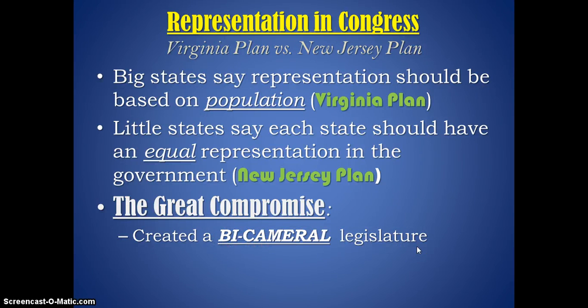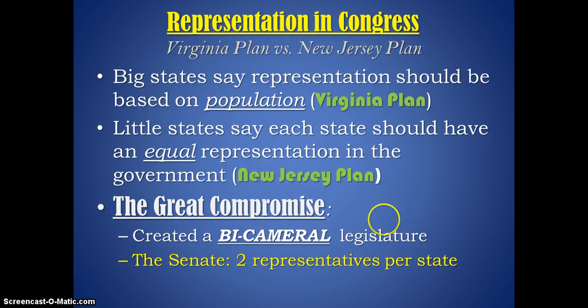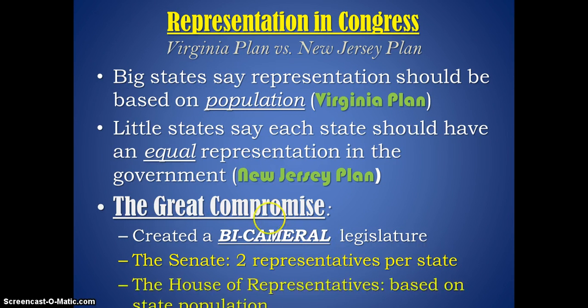Can everybody say that? Bicameral legislature. That's what it's called. And what it does is it turns the legislature, or Congress, into two houses. Okay, they're called houses. One is called the Senate, and in the Senate, there will be 2 representatives per state, regardless of how many people live in the state. And the second house in the legislature is called the House of Representatives. And the amount of representatives sent to the House is based on the population of the state.